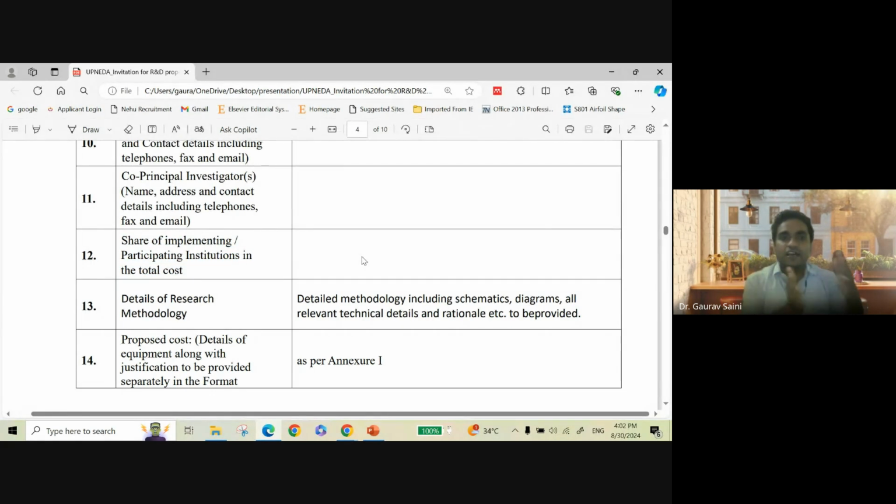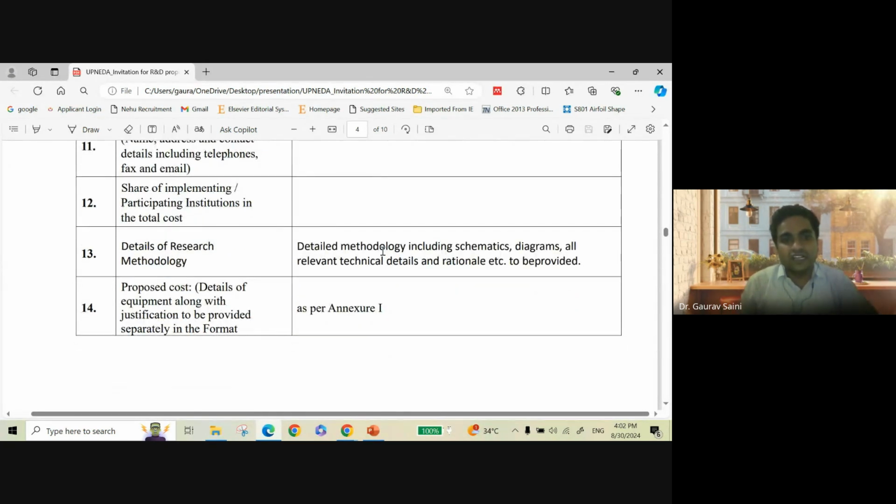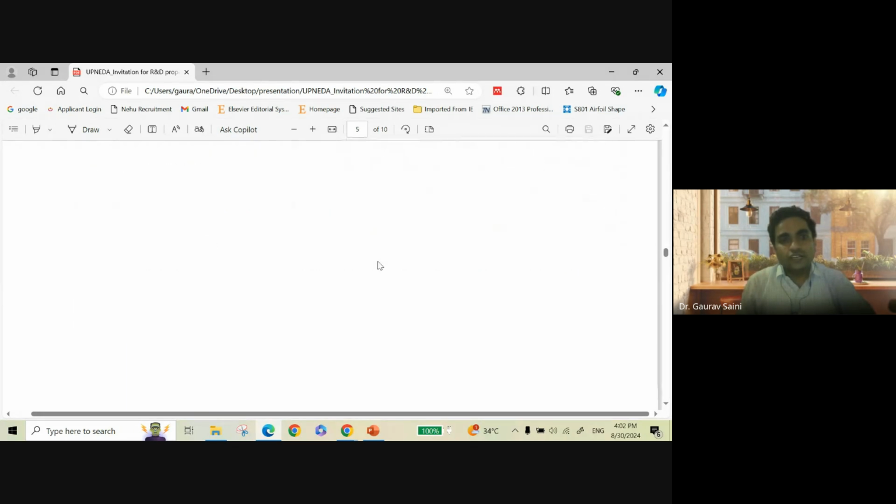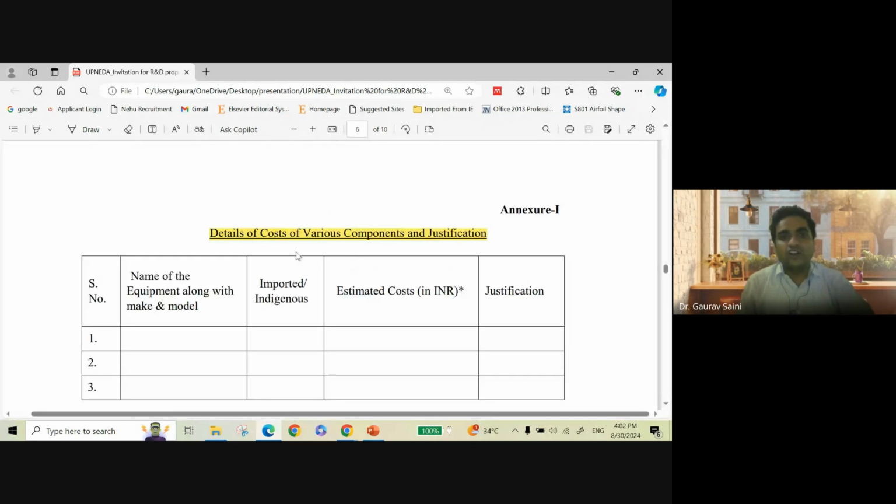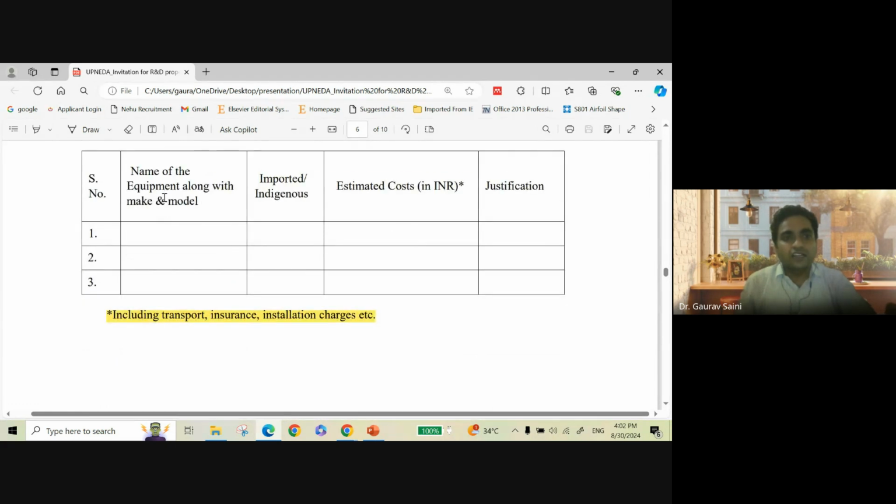Suppose you are taking 1 crore, so 40 lakhs you are expending, and you are taking 60 lakhs from the different agency or from the UP NEDA. So that has to be mentioned clearly. And you can see here detail of various cost components. You have to mention the equipment, whether it is indigenous or you have to import it, what may be the estimated cost, and what is the justification of using that equipment, that also has to be there.